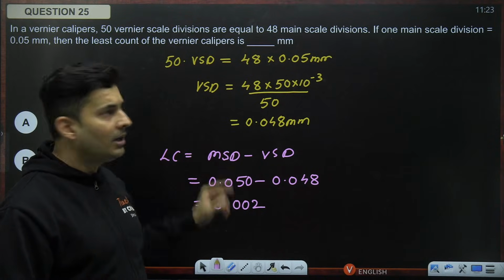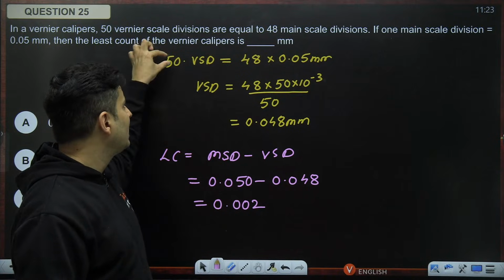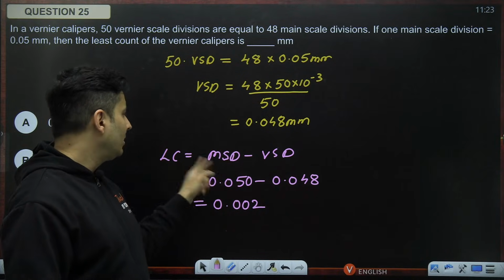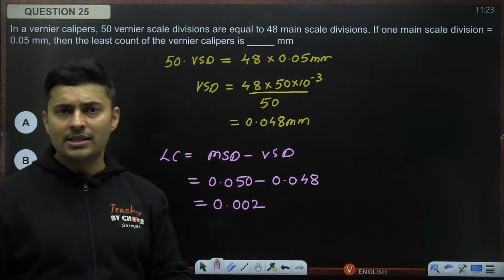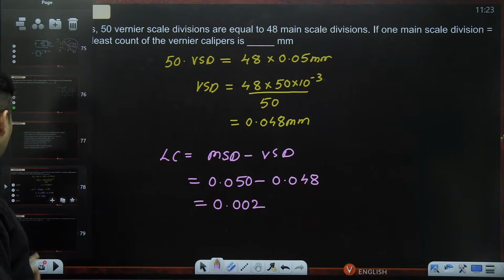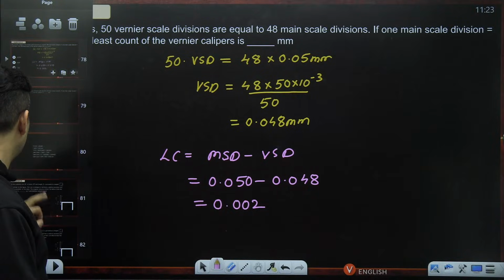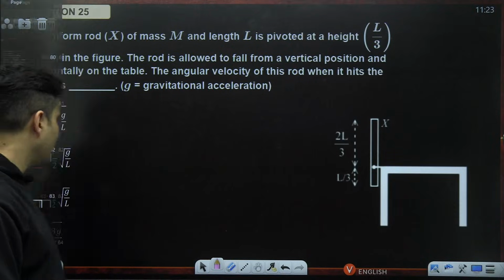Whatever was given, I have written it down. So how much is 1 VSD? Take that 50 below. Then the least count formula is MSD minus VSD. Okay, that's it. So that will give you the correct answer. Moving on to the next question coming up on your screen.